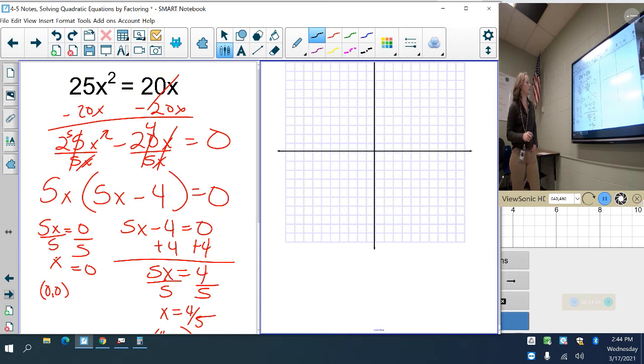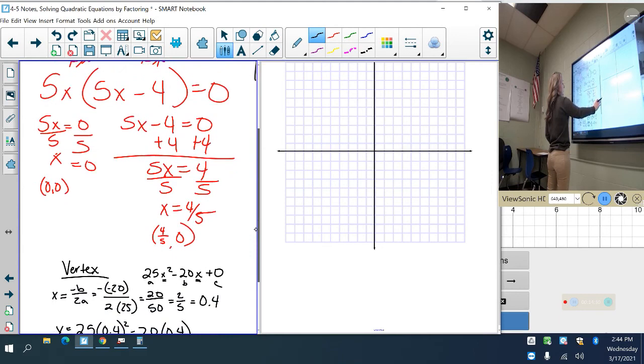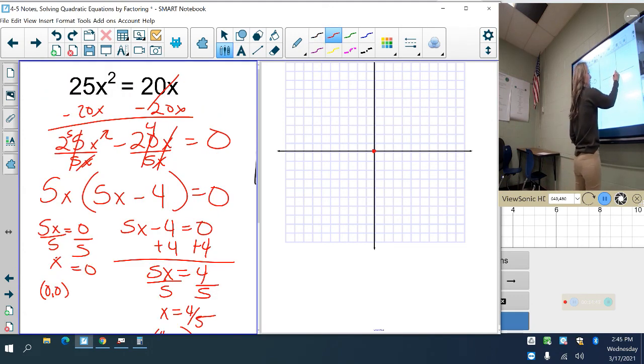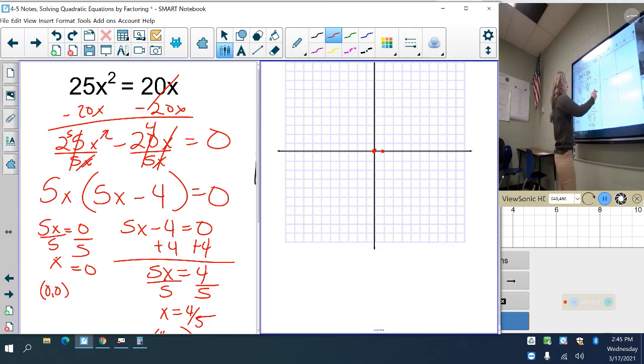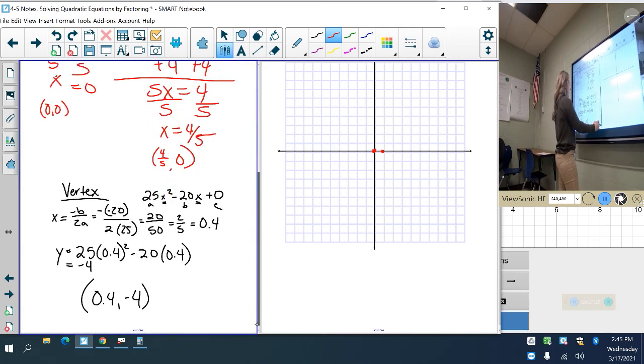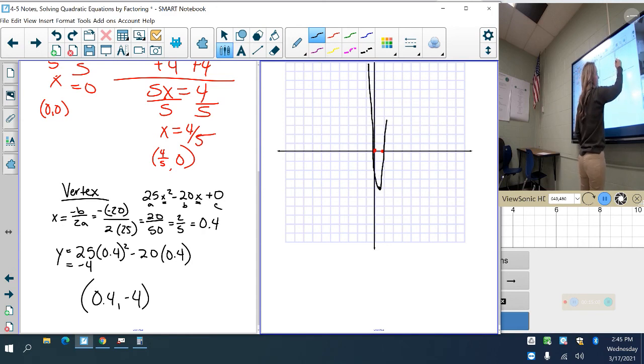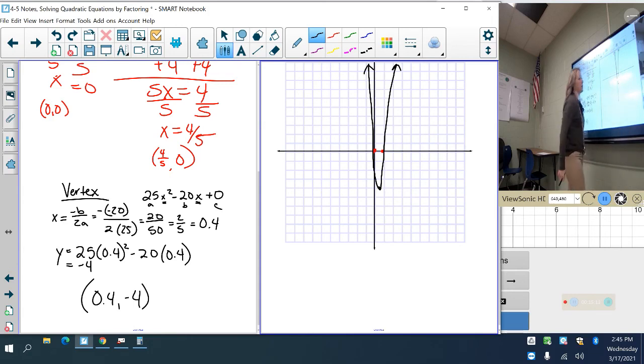Now let's go ahead and graph those on my graph. I have my two x-intercepts, 0, 0, and 4/5, 0. They're going to be about right here. This is definitely 0, 0. 4/5, 0 is just underneath 1. And then I have my vertex of 0.4 and negative 4. So 0.4 is almost halfway, and negative 4, 1, 2, 3, 4 is down here. So I have a very skinny graph, which makes sense because my a value is 25, which really stretches out the graph.